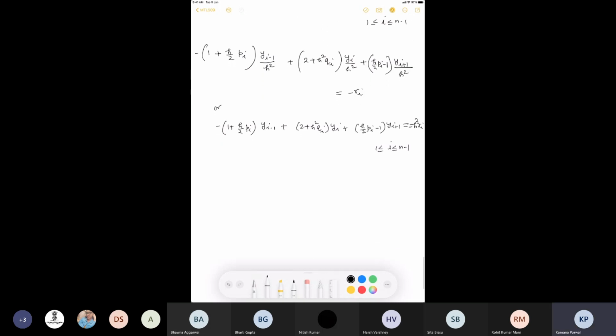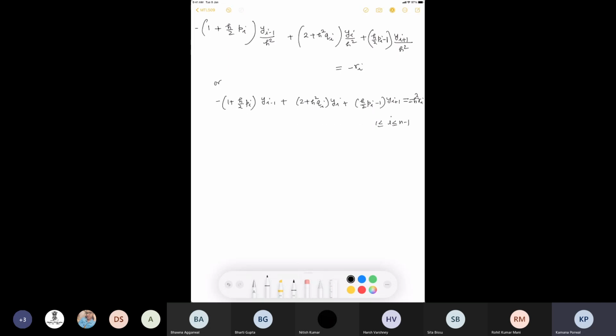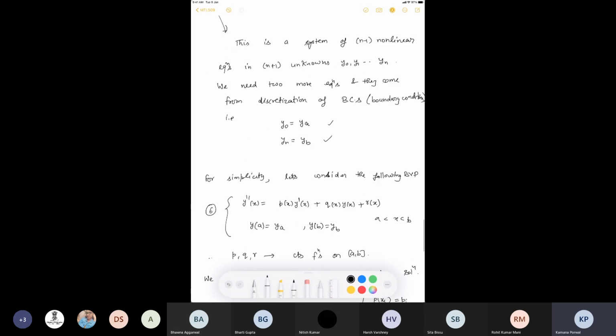All right. I'm saying system again and again because when you substitute i equal to 1 to n minus 1, you will get n minus 1 equations, right? So this is not just one equation, this is a system of equations, right? So this system, let's give it an equation number again.